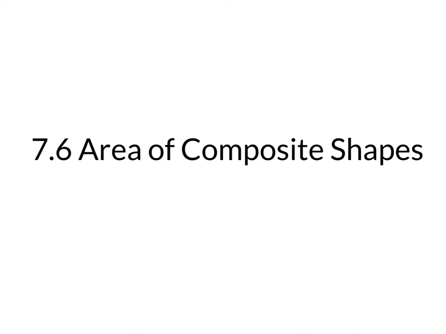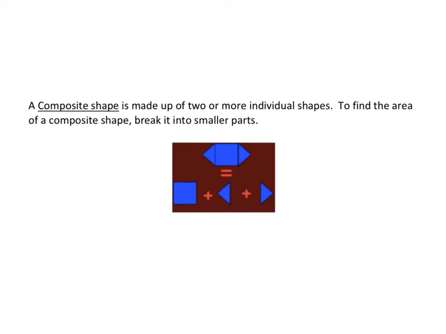Today we are going to learn how to find the area of composite shapes. A composite shape is made up of two or more individual shapes. To find the area of a composite shape, break it into smaller parts. So in our example right here, we're given a shape that has a couple different shapes inside. We have a square in the middle, a triangle on this side, and a triangle on this side. So that's three different shapes pushed into one shape, and that is called a composite shape.